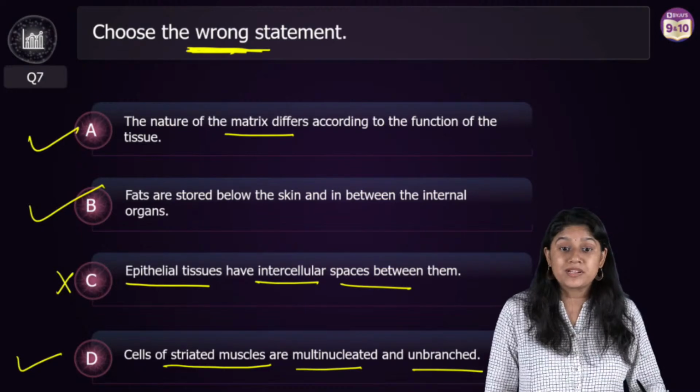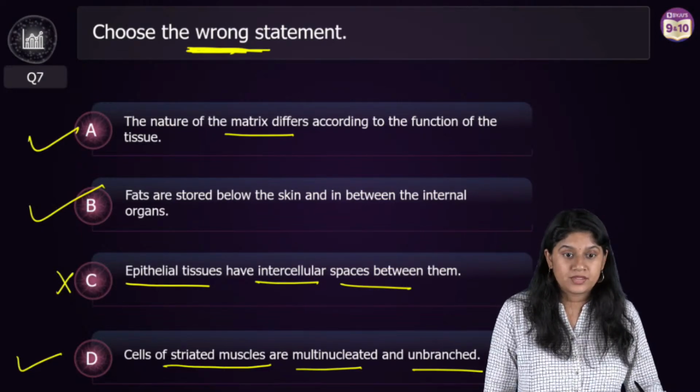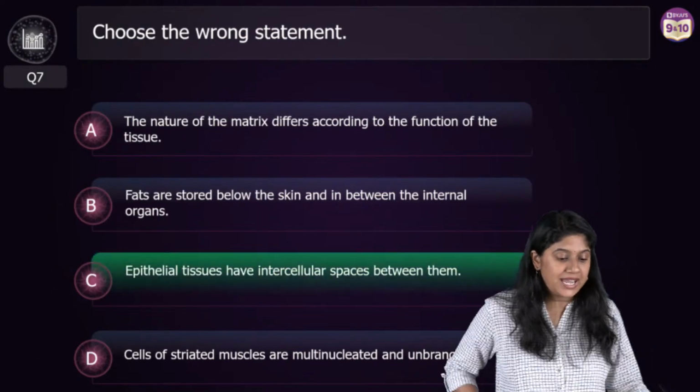The full form of DNA, bacche, is deoxyribonucleic acid. Lots of love to each one of you. Yes, chaliye.